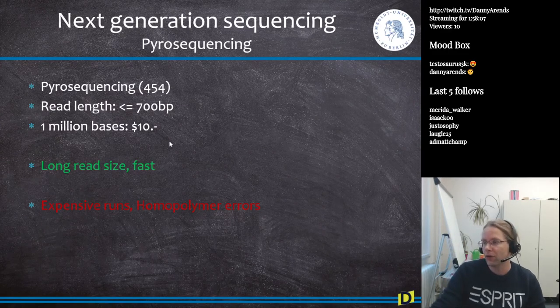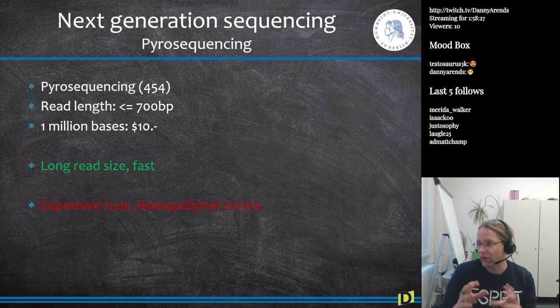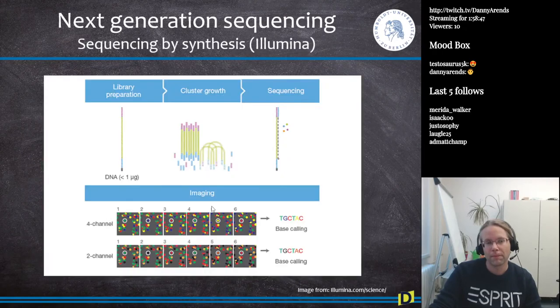But for a while, it was the standard in a way. It gives you relatively long reads, right? 700 base pairs. It is very fast as well, but runs are very expensive. And again, this one also suffers from homopolymer errors. And this is, again, because you are using flashes of light, right? You cannot determine exactly if you have a flash with an intensity of 12 or a flash with an intensity of 13. So those are the homopolymer errors. They occur with any technology that uses light as its detector.